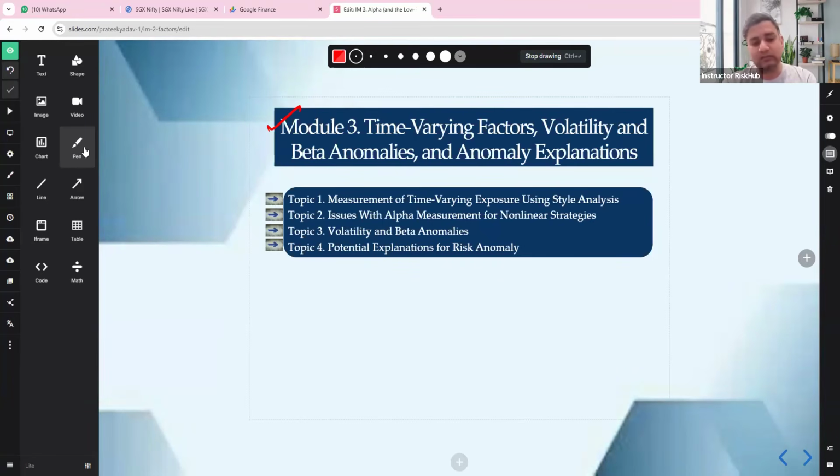So let's try to dig deeper, right? So what are we studying here? There are 4 topics here: measurement of time varying exposure using style analysis, issues with alpha measurement for non-linear strategies, volatility and beta anomalies, and potential explanation for risk anomaly. Let me explain it, right?